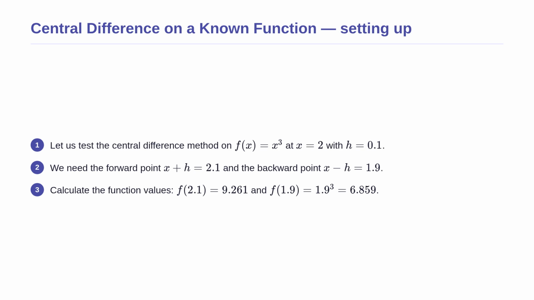We are again approximating the derivative of x cubed at x equals 2 with a step size of 0.1. For the central difference method, we need both the forward point, which is 2.1, and the backward point, which is 1.9. We calculate the function values by cubing these inputs. Cubing 2.1 gives 9.261, and cubing 1.9 gives 6.859.